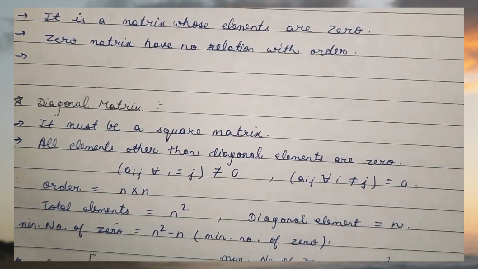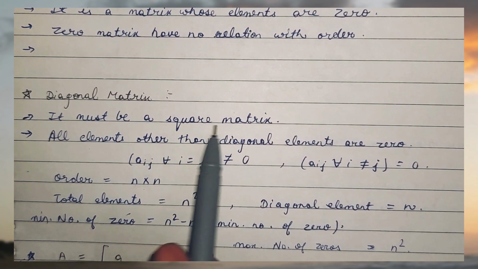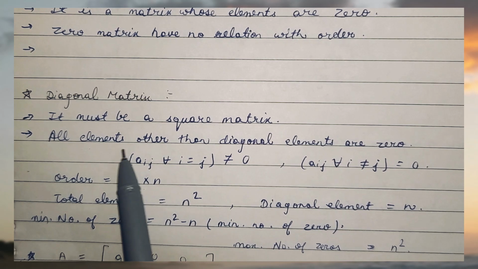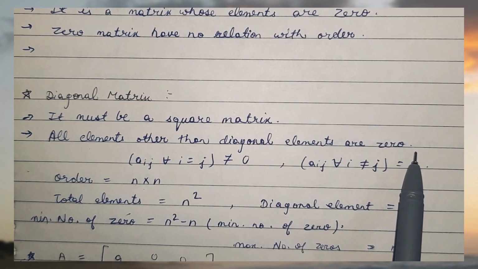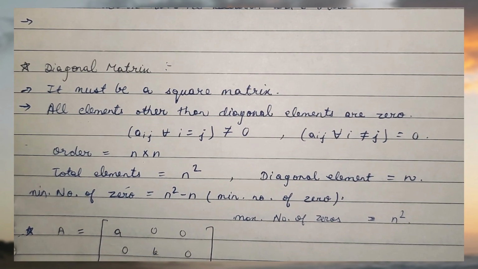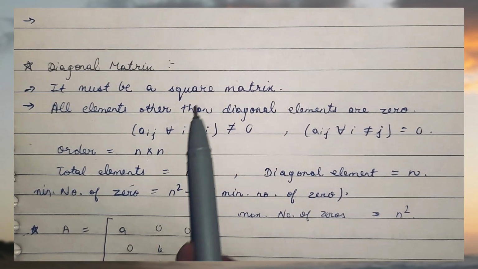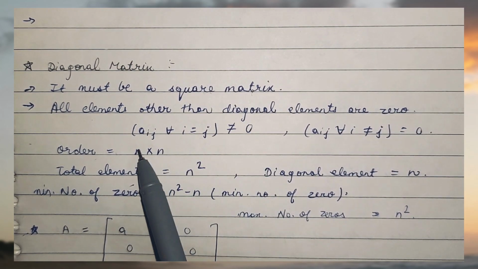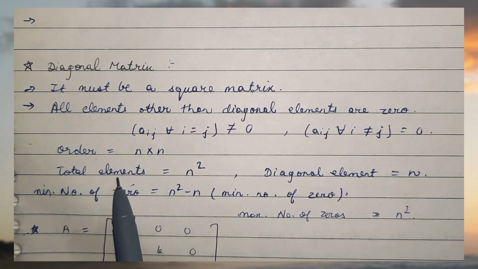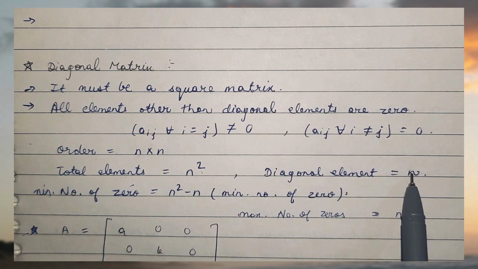In a diagonal matrix, first of all, the first condition is that it must be a square matrix and all elements other than diagonal elements are 0. So all the elements other than diagonal elements are 0 in a diagonal matrix. And the order of a diagonal matrix is n into n because it is a square matrix. So same number of rows and columns. Total elements are the same, n square. And the number of diagonal elements is n, where n is the order of the matrix.